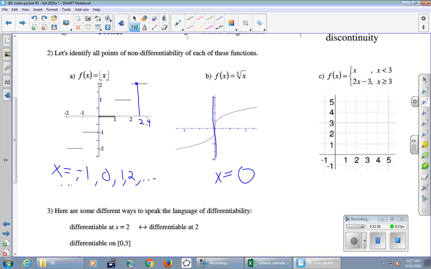Okay, this one I think we have a little bit of work to do, so we'll draw a quick sketch of this piecewise function. So on the one hand, we're drawing y equals x until we get to 3. So that means I'm going to put a circle at 3, 3, and then draw that 45-degree line that way. Everybody okay with that?